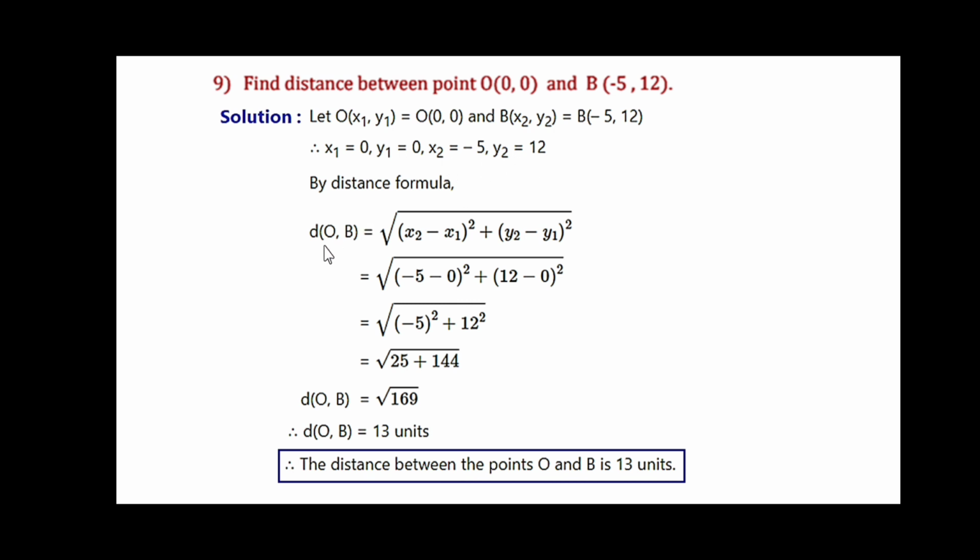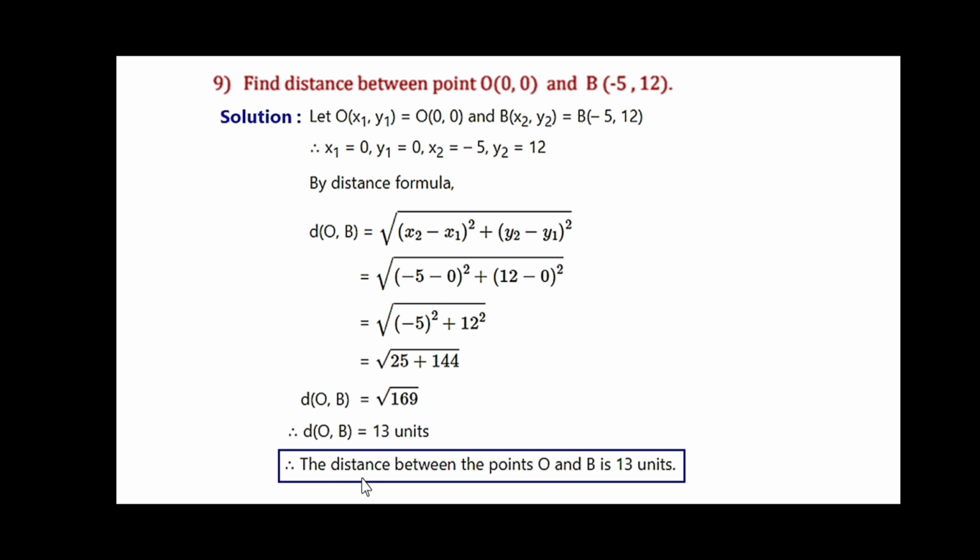By using the distance formula, the distance between O and B will be the square root of (x2 minus x1) squared plus (y2 minus y1) squared. Now we put the values: under root (minus 5 minus 0) squared plus (12 minus 0) squared. So here it will be minus 5 squared plus 12 squared, 25 plus 144, that is 169. Therefore, the distance between O and B is the root of 169. The square root of this is 13. Therefore, the distance between O and B will be 13 units.